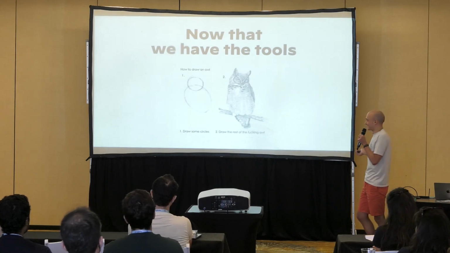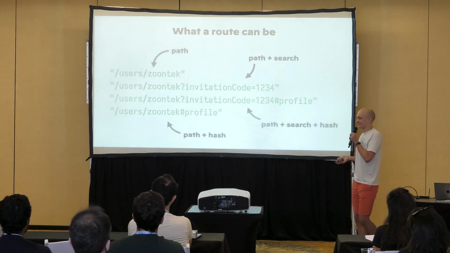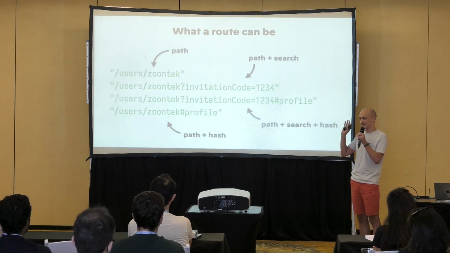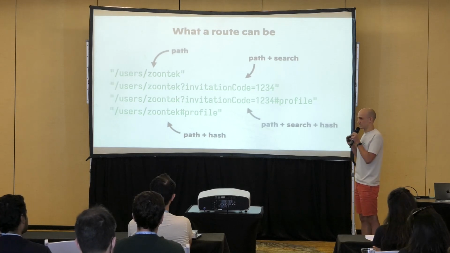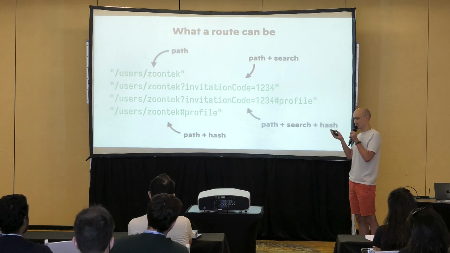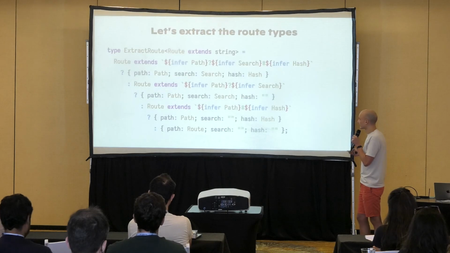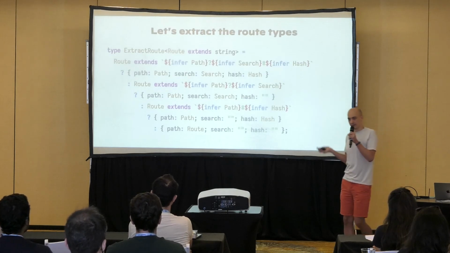Now, let's go. So what we want it to be, actually, you have four possibilities. You have just a path, a path plus search param, a path plus search param plus a hash, or a path and a hash. No need to explain, I think, it's pretty clear.